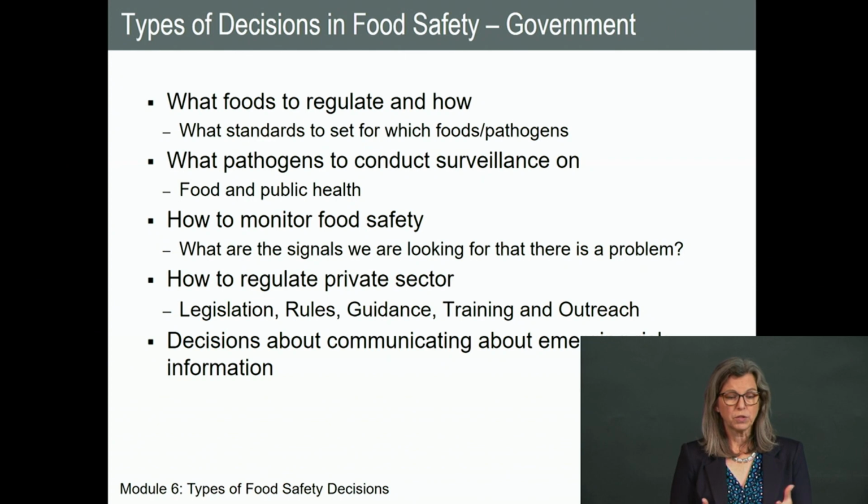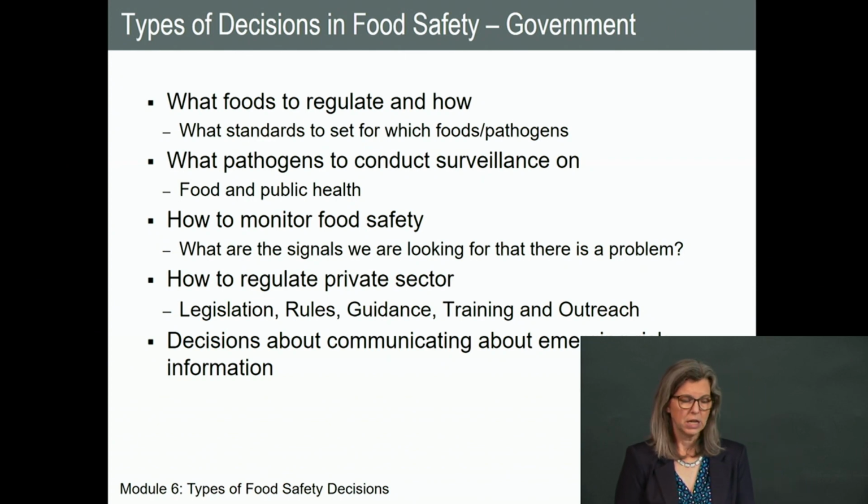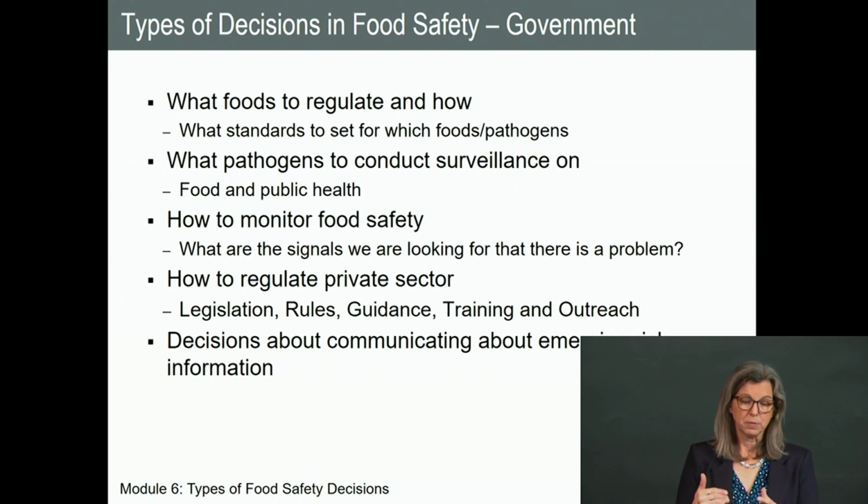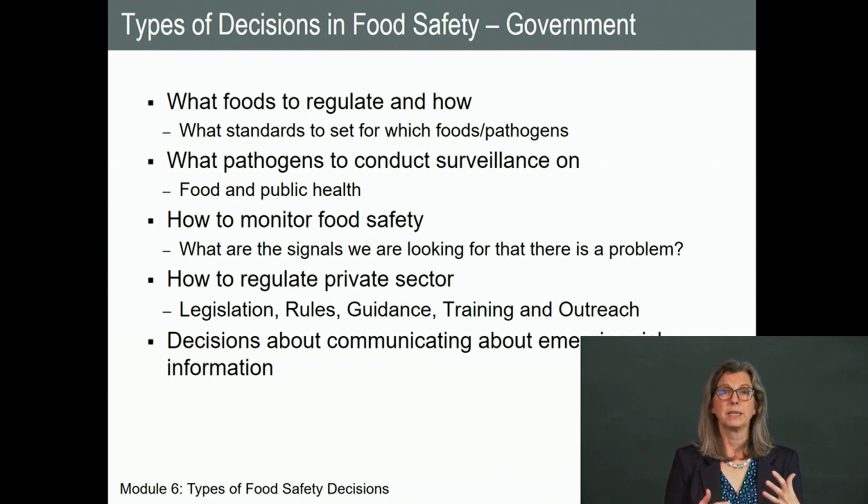So first, decisions about what foods to regulate and how to regulate them. It's a very big decision. And then specifically what standards to set for which foods and pathogens. So how you're going to go about setting what the expectation is in terms of different foods and pathogens is a big set of decisions that the government must make.